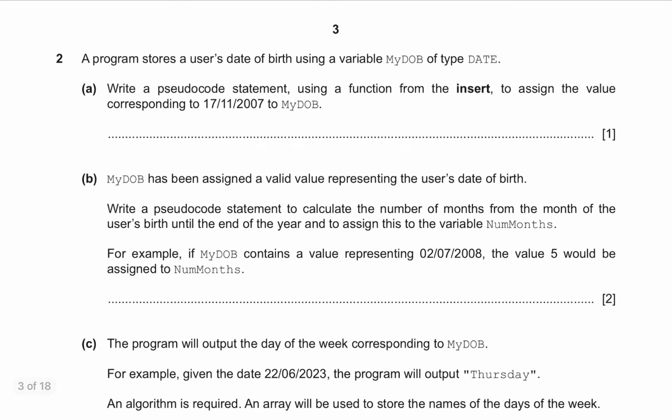Now, question number 2 says a program stores a user's date of birth using a variable my date of birth of type date. The type is date. Write a pseudocode statement using the function from the insert. You will be given an insert in the exam. Insert is basically a paper. It's a worksheet type thing. You will have 3 to 4 pages which will talk to you about all the functions and all things which you will use in the pseudocode.